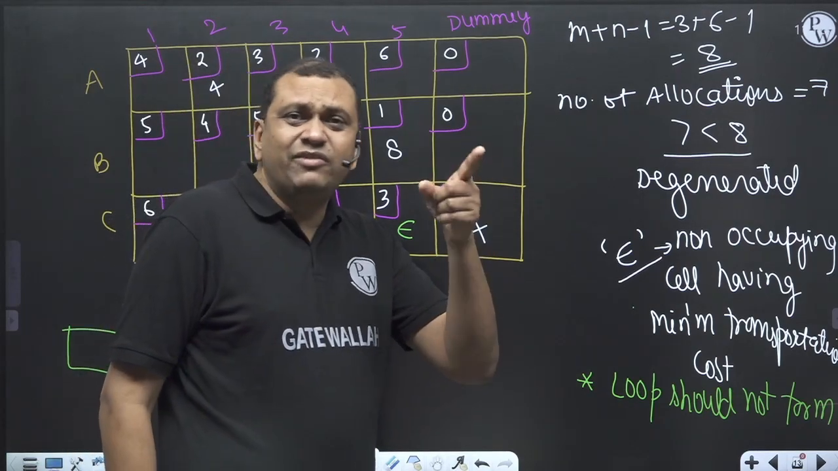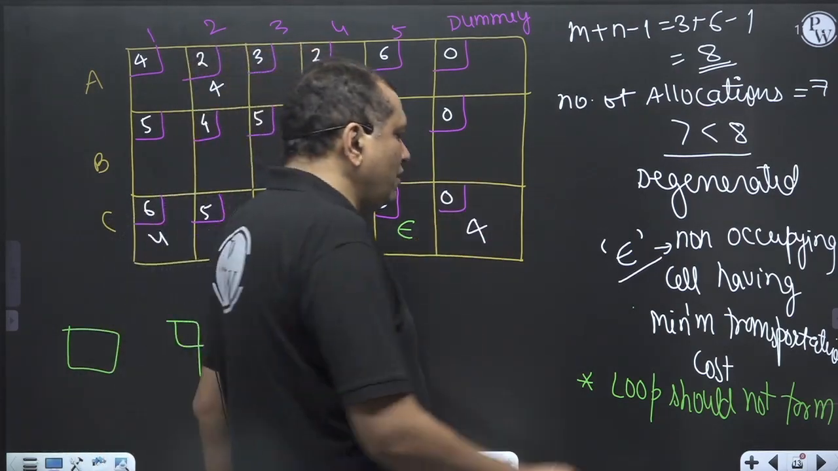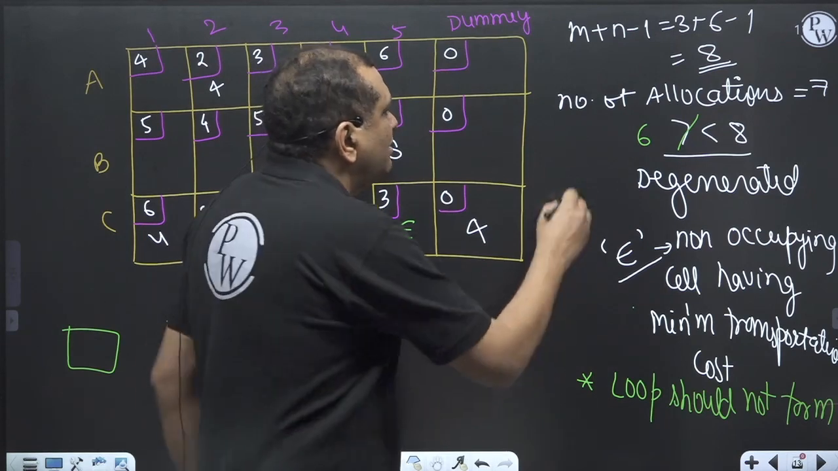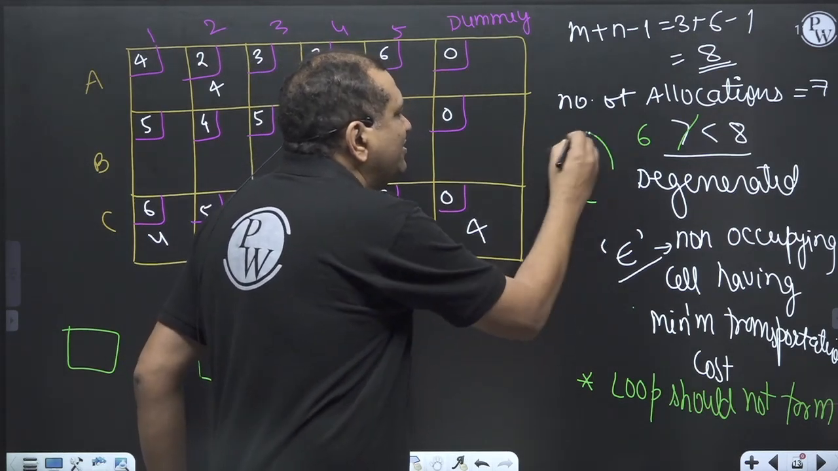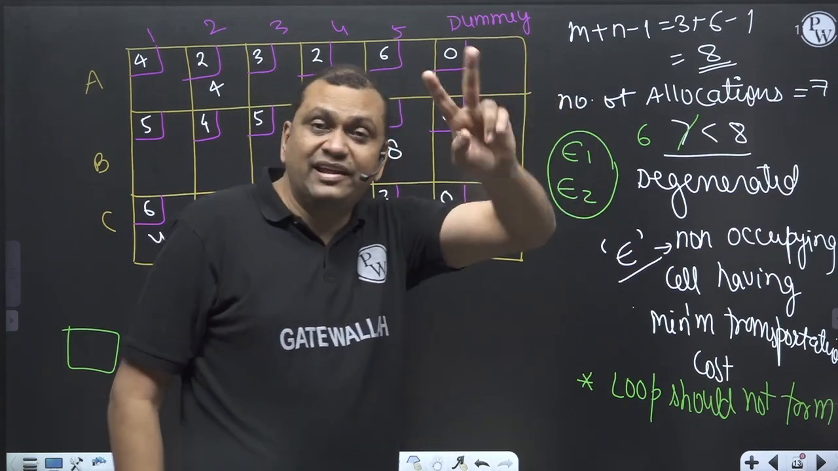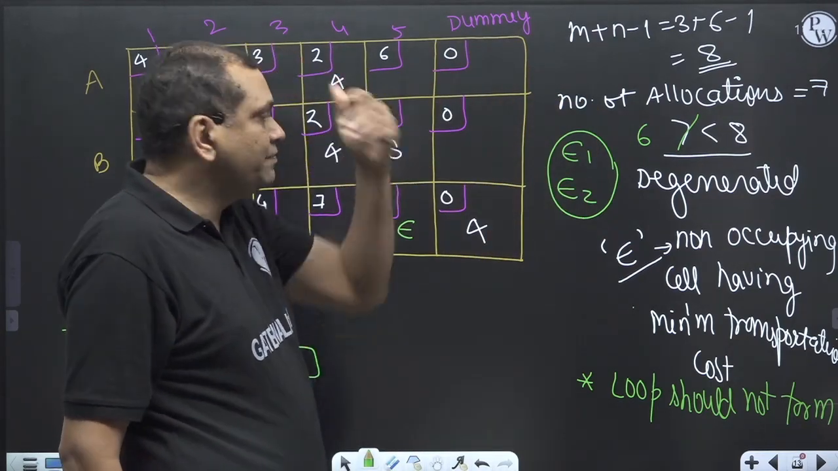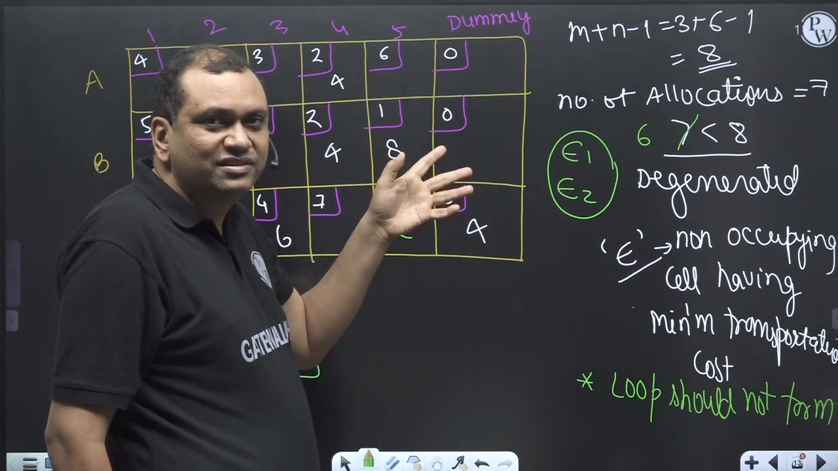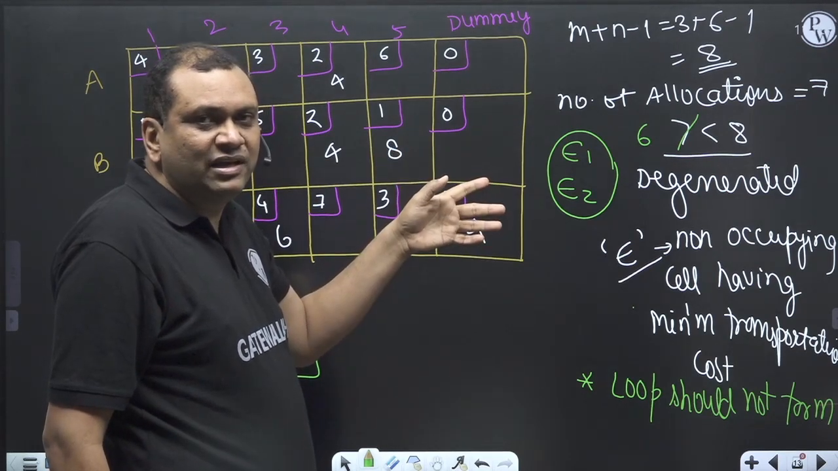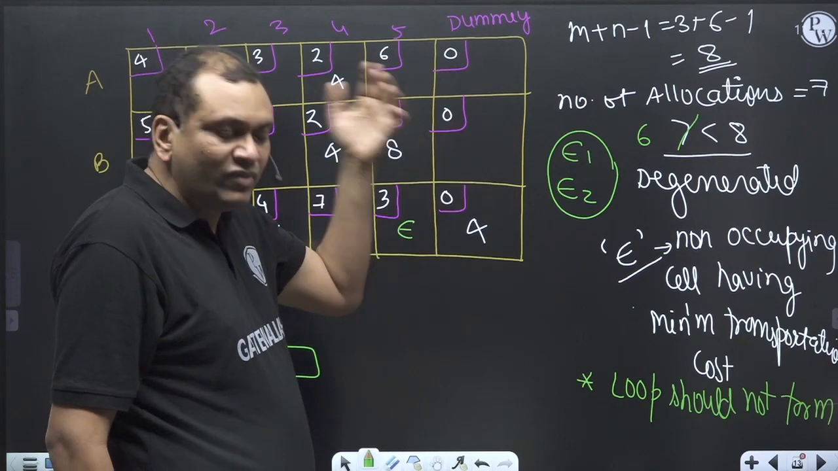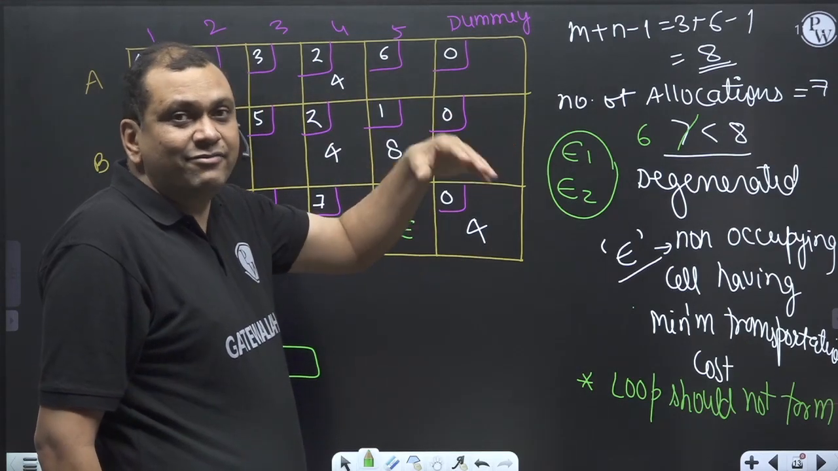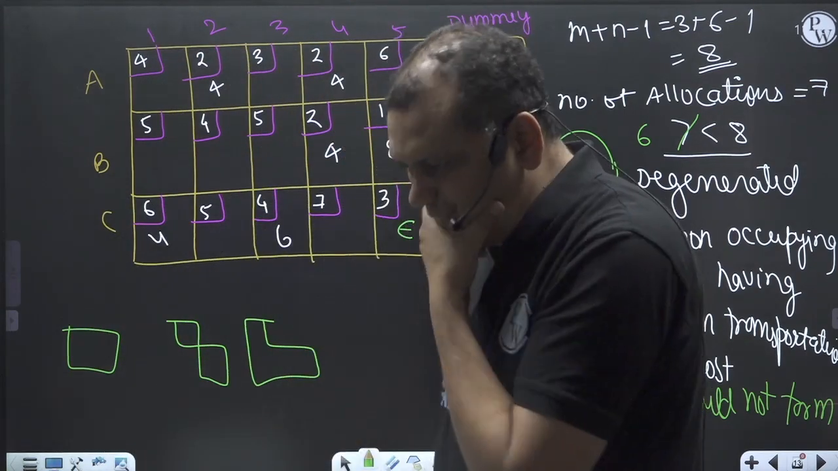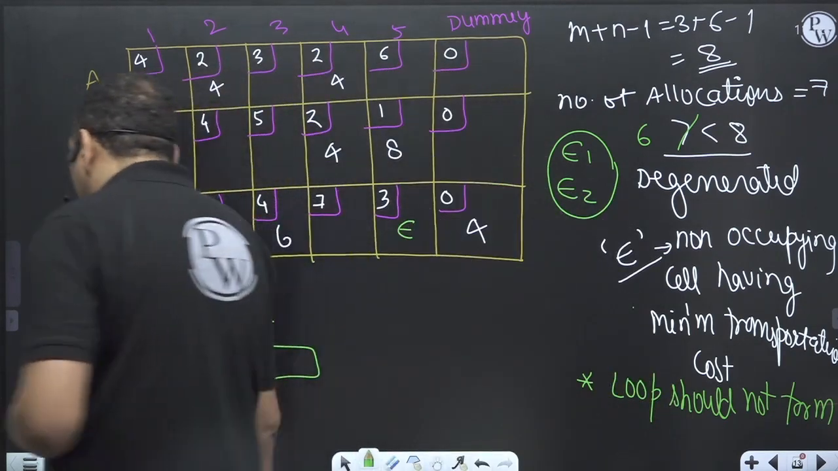There is one more point here I would like to tell you. Suppose this number is 6. I will allocate epsilon 1 and epsilon 2. Two numbers I will allocate. Criteria same: loop should not form. If the loop forms, I have to go to the next higher transportation cost to allocate epsilon. Correct, na?